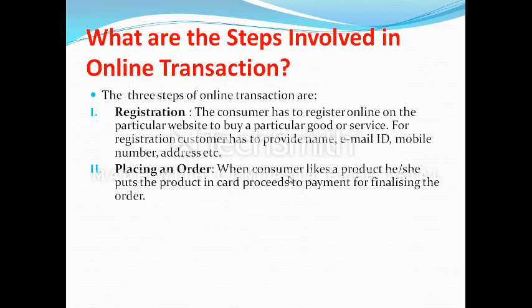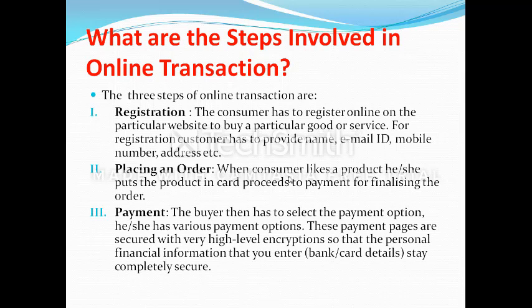Next one is placing the order. After you see the item that you want, suppose you want to buy an iPhone or any other Android phone, you search for the item, and then add the item to your cart. And after adding the item to your cart, you go for finalizing your order. Now how will you finalize the order? By making your payment. The buyer then has to select the payment options.